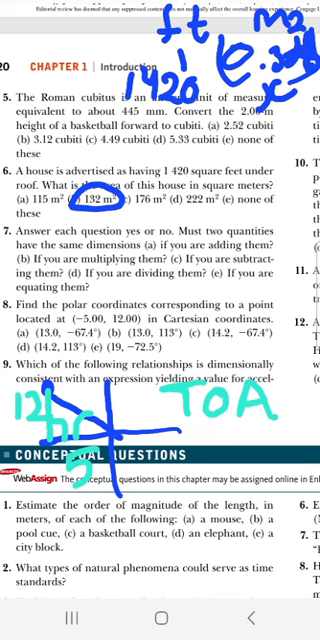Immediately I'm just going to write 180 minus the answer that I got, and it is 112.6, rounded up to 113. So this is my angle.